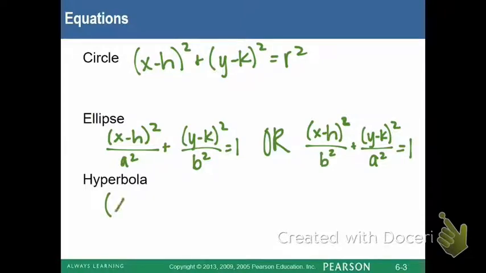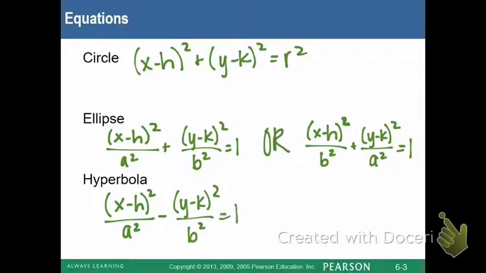You could have the x minus h squared over the a squared minus, okay, big difference here, it's always minus. So then y minus k squared over b squared equals 1. Or remember, now it's the x and the y that can switch. So now it could be the y that comes first. With this, a is always first.